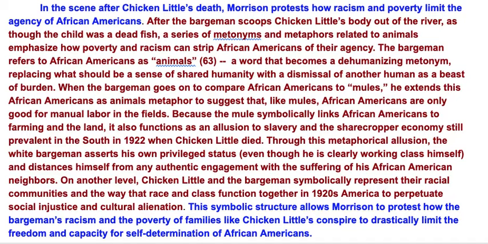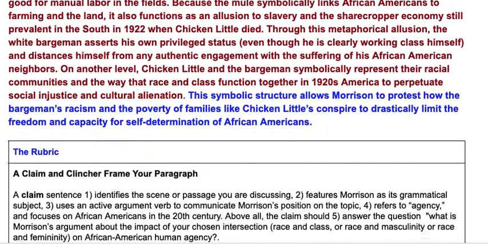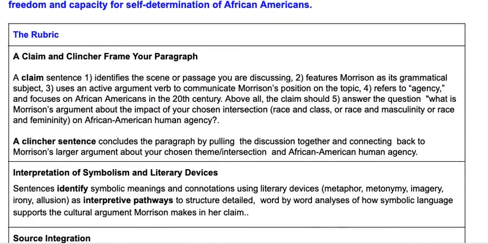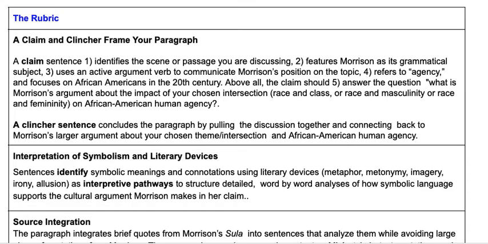In the blue, you can see the claim and clincher. And the claim and clincher are vital because they set up the idea that what you're looking at is a cultural argument, that Morrison is using symbolism to make a cultural argument about agency, African American agency in America, and that she's not neutral about that. She's protesting injustices, she's celebrating the resistance and the agency of African Americans despite these circumstances.